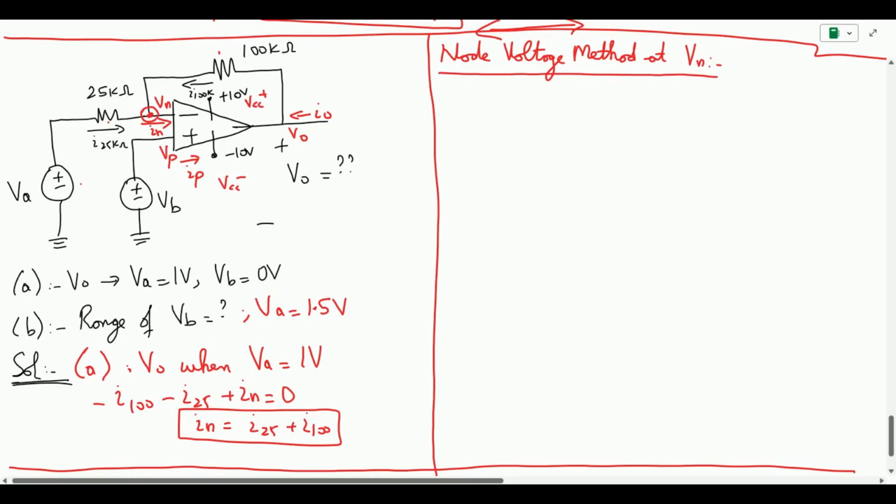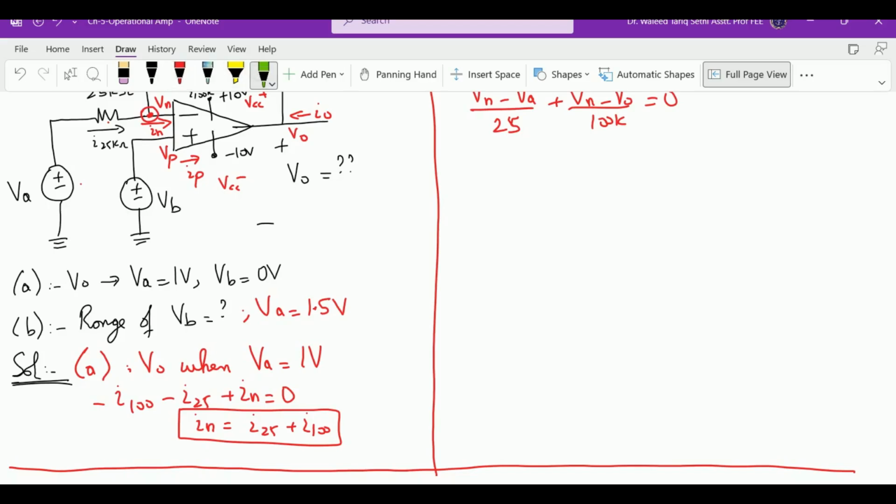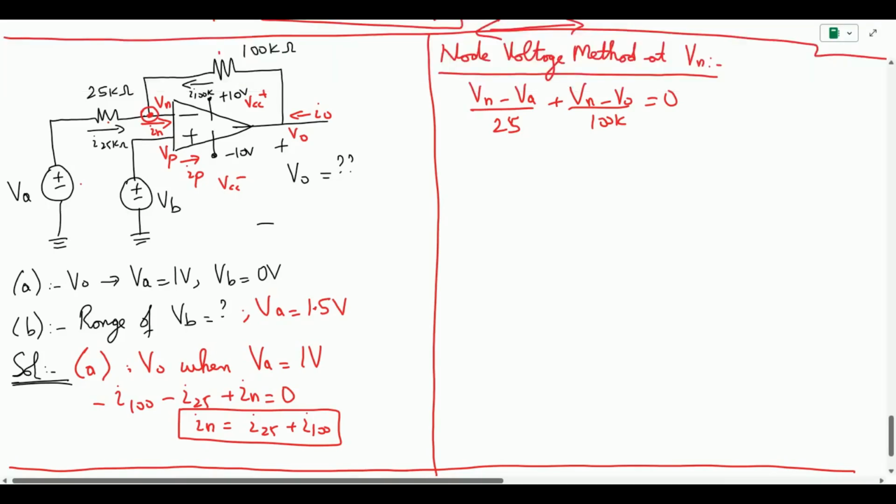The first way is you can directly say that the Vn minus Va divided by 25K plus Vn minus V naught divided by 100K equals to 0. Why we are doing this? Because we know for the node voltage method, we assume that once the essential node is made, we assume the currents are generated from. So from this node, one current will go in this direction, one will go in this direction, and the other will go in this direction.